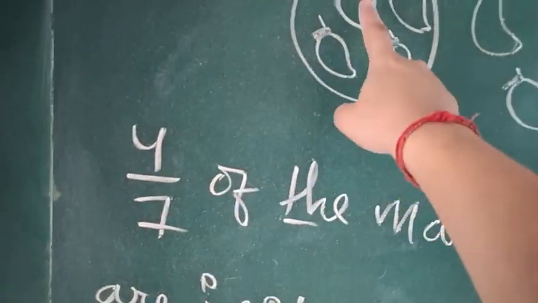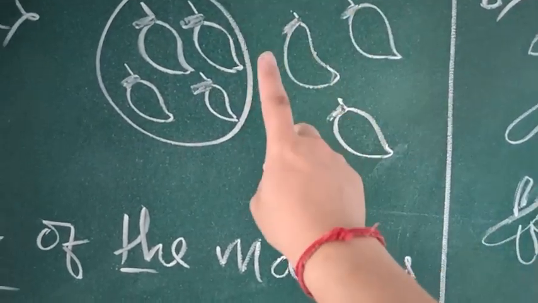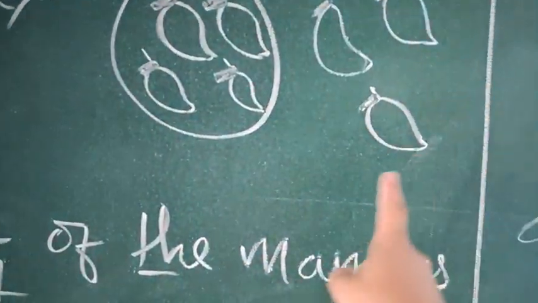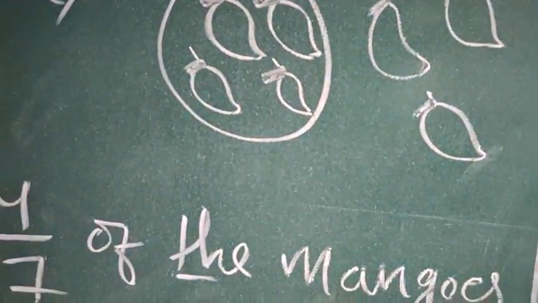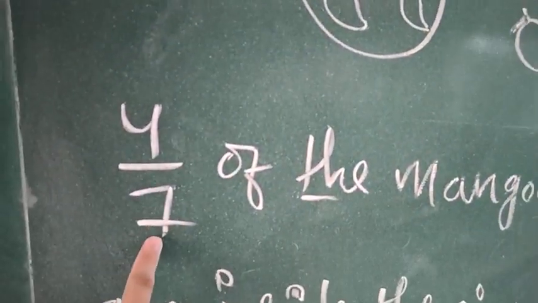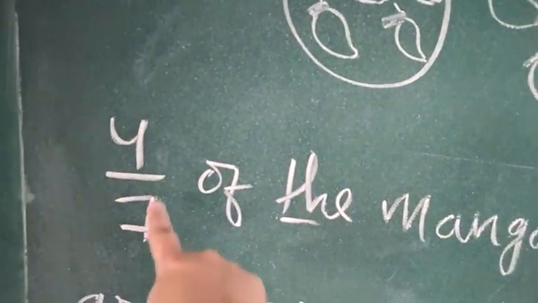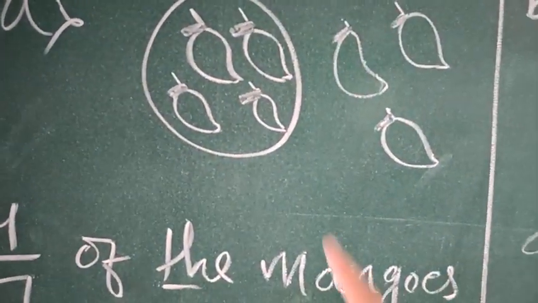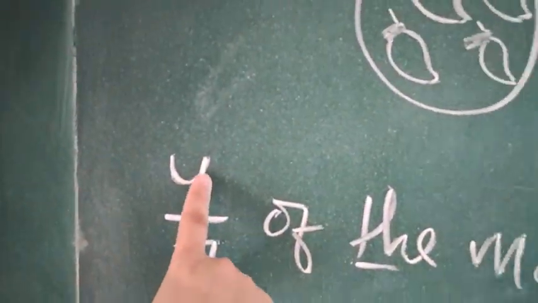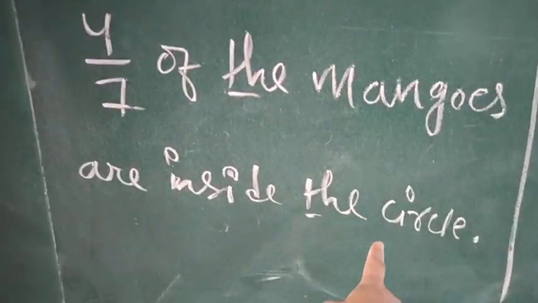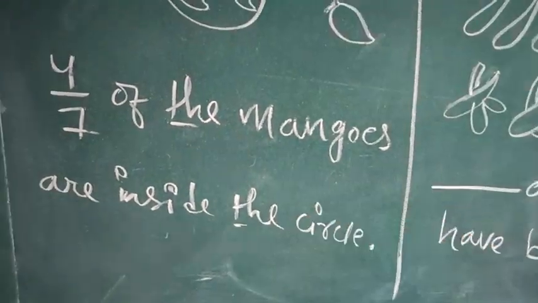So out of 7, that is, what is the total number? First of all, you have to count the total number of mangoes. So 1, 2, 3, 4, 5, 6, 7. So this 7 will be your denominator. And out of this 7, how many mangoes are encircled? Just count it: 1, 2, 3, 4. So out of 7, 4 mangoes are inside the circle. This is done in your book.